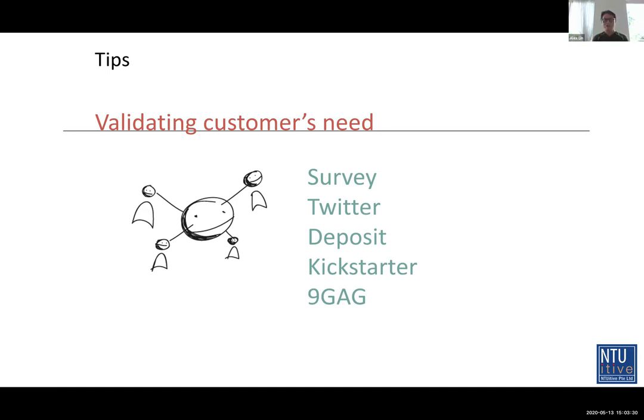So these are the various ways for you to validate, but you must know that with surveys, you can do B2B, B2B to C, and yes, you can also do B2C, but you need a large number. Twitter is largely focused on B2C type. Deposit, you usually do B2B or B2C. Kickstarter, B2C type. 9GAG very much is community, B2C type. Once you understand this, you can just keep trying for it.